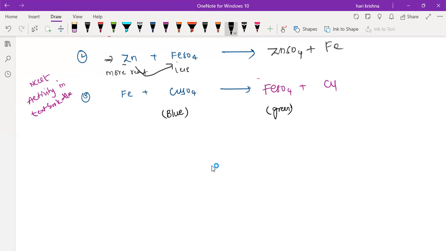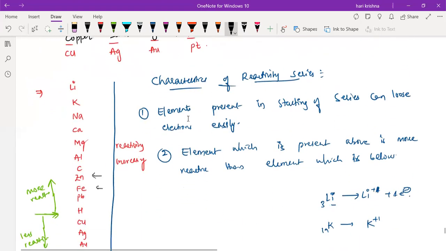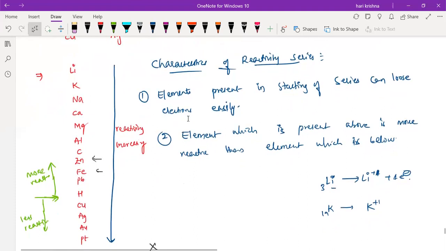So when you go for the practicals in school, you can observe this experiment. Sir, you said in the reactivity series we have active metals, right? Yes. Until where are they, sir?